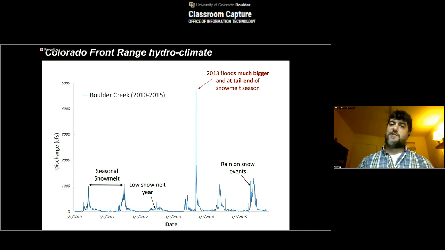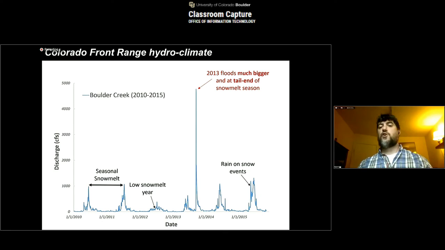But sometimes we get really big events that are well beyond the snowmelt season. So you can see that in 2013, we actually had a really low snowmelt signal. And the timing of that event actually occurred well on the tail of it. So there was very little contribution of snowmelt to that event. It was all about the rain in that particular case.